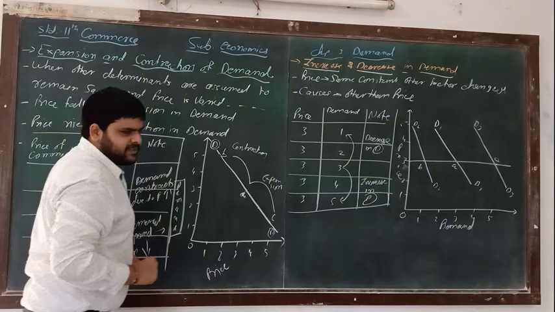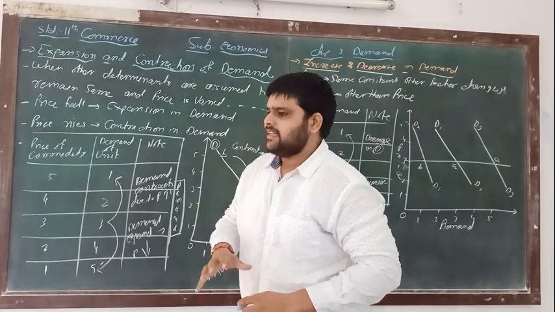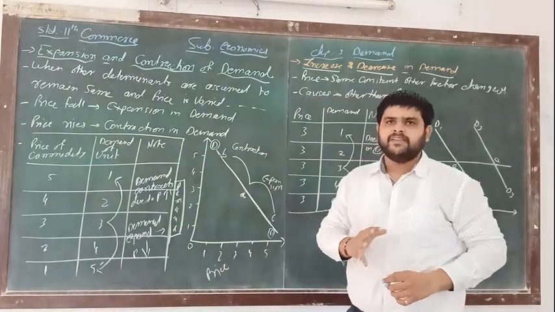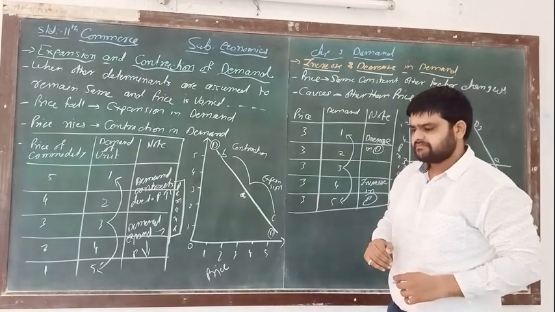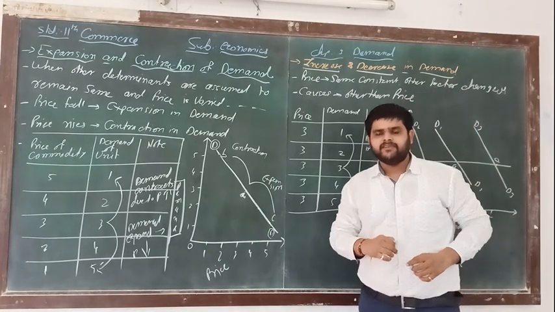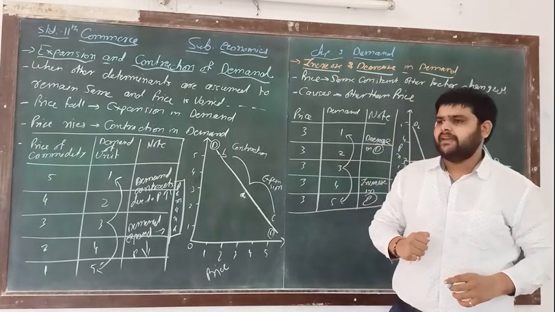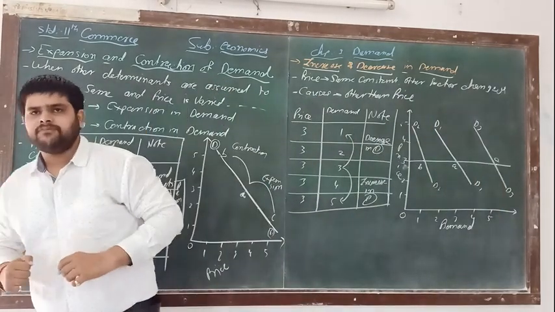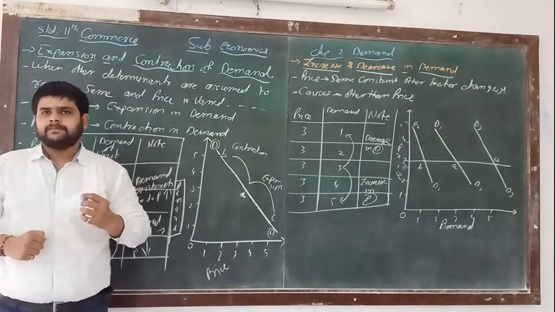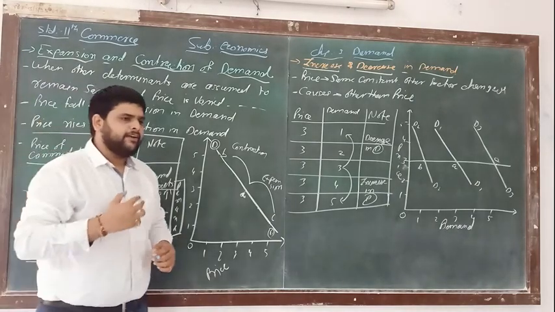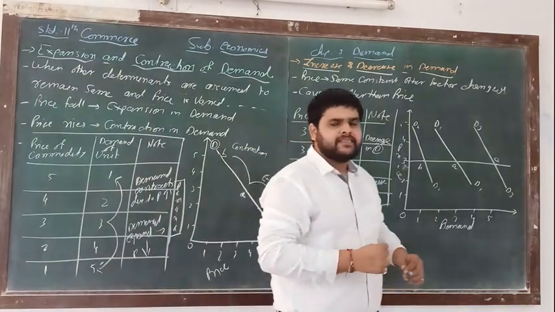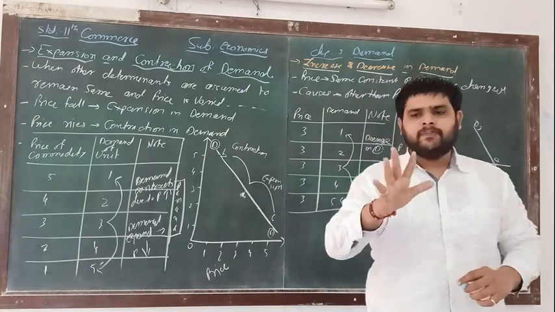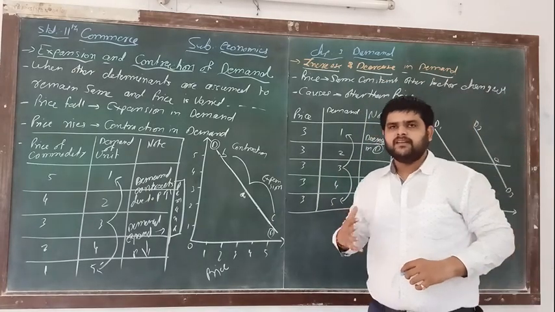So good morning friends, standard 11th commerce, subject OCM and chapter number 3, that is demand. Up to the last video, in this chapter we learned about the meaning of demand, and second, factors affecting demand. There are two types of factors: number one, related to price, and second, other than price.